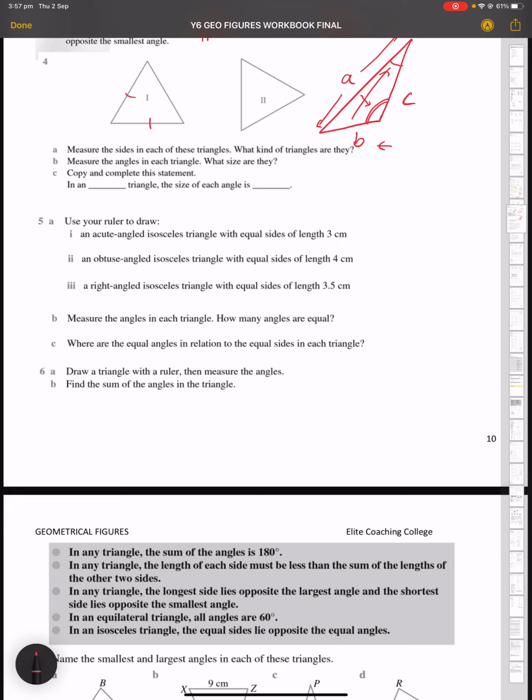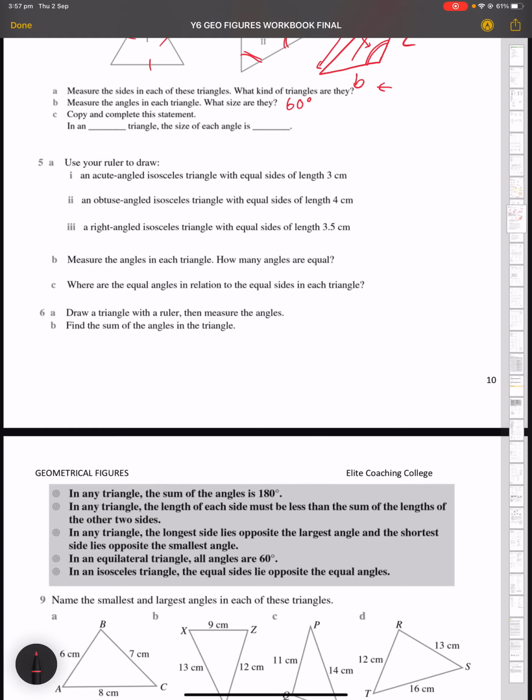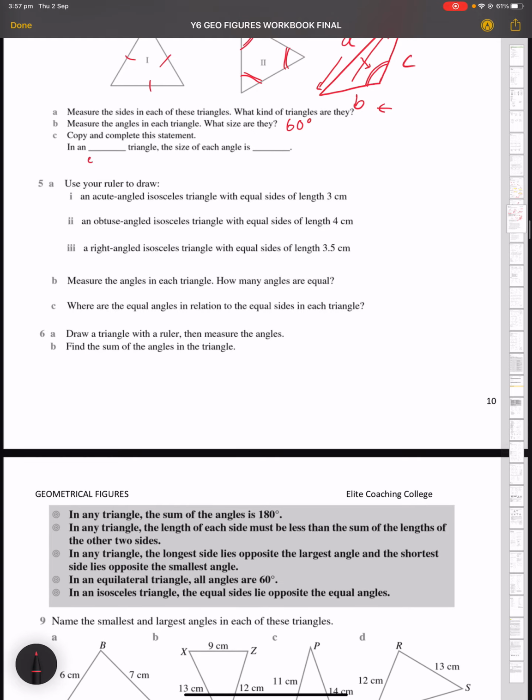If you measure the lengths of these triangles and the angles, you'll notice that this is an equilateral triangle because all the lengths are the same. So measure the angles in each triangle. They'll be 60 degrees. In an equilateral triangle, all the angles are 60 degrees. And question C says, in an equilateral triangle, the size of each angle is 60 degrees.